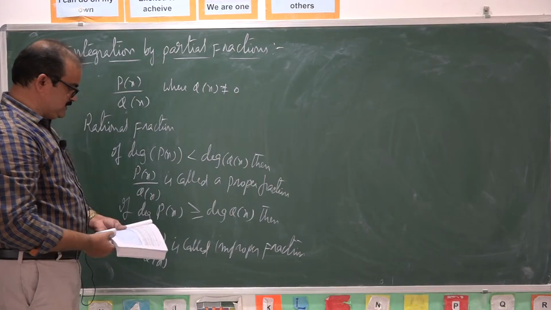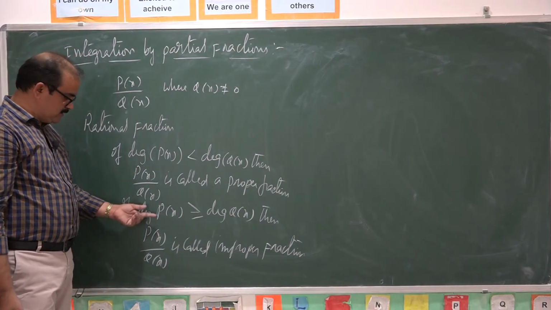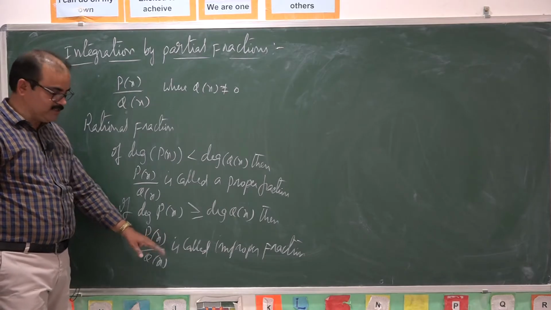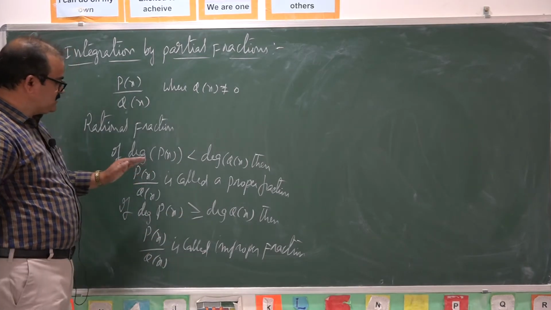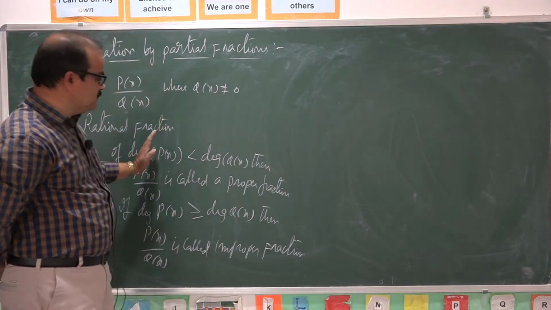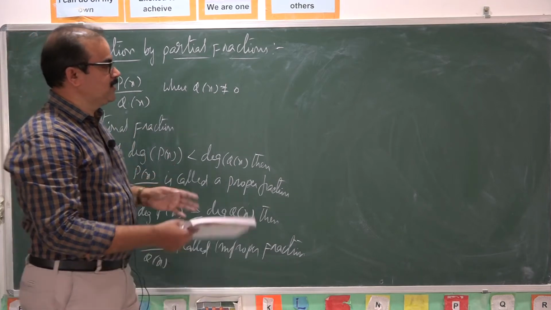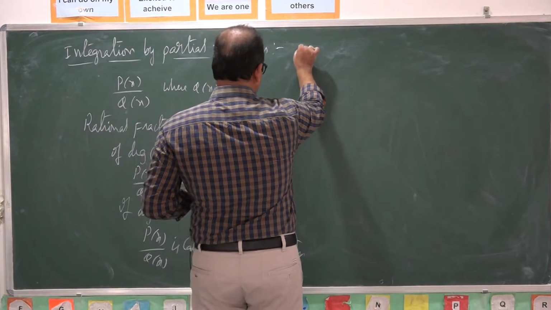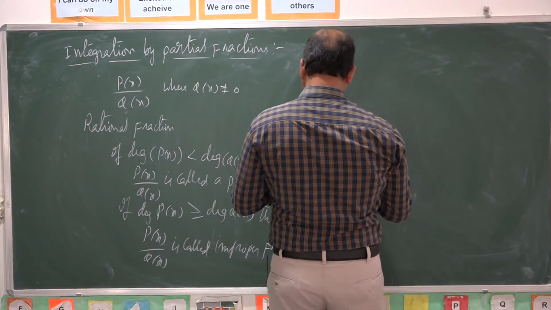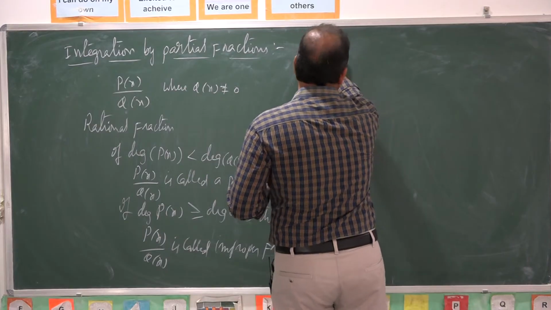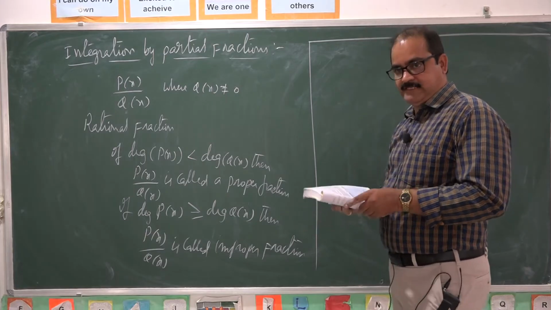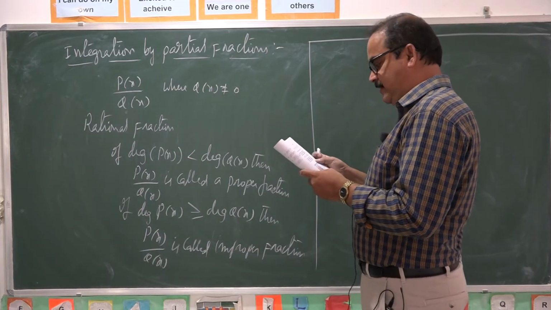If the fraction is an improper fraction, then by ordinary division we convert it into a proper fraction. Once the fraction is proper, then we resolve it into a sum of partial fractions. Now we discuss how to resolve into partial fractions. For this, you take one table. I think all of you know about partial fractions. Once more we repeat that.